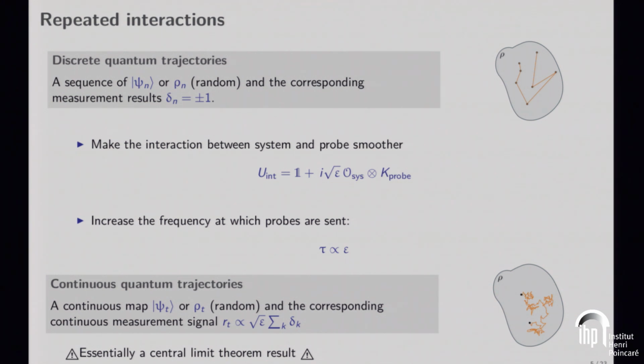And then a continuous quantum trajectory is just a state or density matrix evolving continuously in time, and the associated measurement signal, which in the discrete case is just, for example, plus or minus 1, and in the continuous case becomes a Gaussian random variable. And this is essentially a central limit theorem result. So it doesn't depend on the sort of probe you start with. I mean, you can start with probes that are harmonic oscillators or qubits or whatever, and if you take the proper scaling limit, you will always get a continuous measurement of that kind.